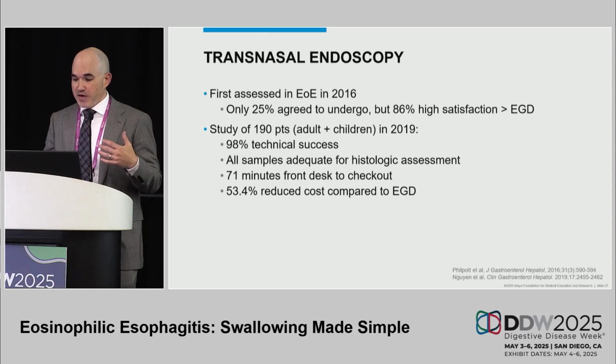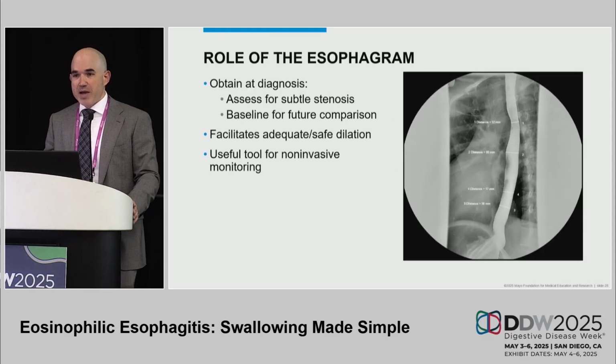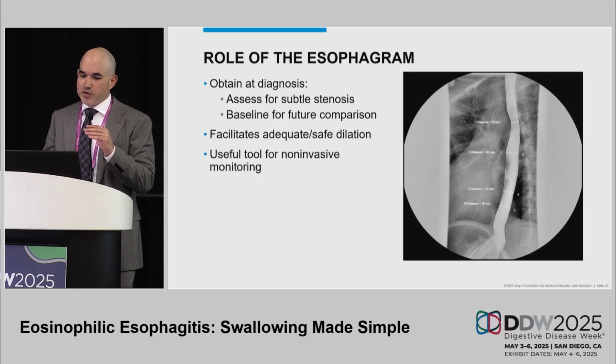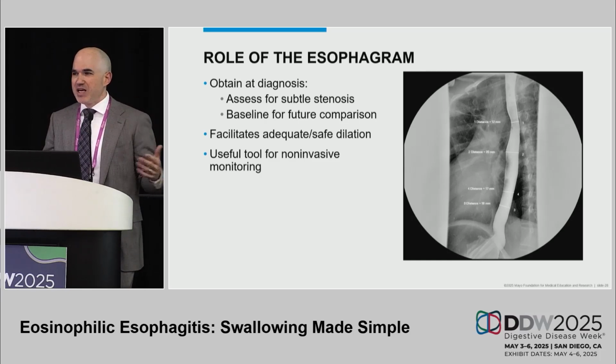So that's very favorable. And then the last comment I want to make is the role of the esophagram. I think sometimes we don't talk enough about this, but this is my own personal opinion and practice. I think it's very valuable to obtain esophagrams at baseline for new diagnoses. It allows us to assess for subtle stenosis, and allows us to get a baseline for future comparison. For me, I think it facilitates an adequate and safe dilation in a patient with a stricture that we may not appreciate on endoscopy. And then if patients come back later and there's a change in symptoms, it's a nice non-invasive way to assess if things have changed without needing to get an endoscopy right off the bat. So I think it does have a role and should also be included.